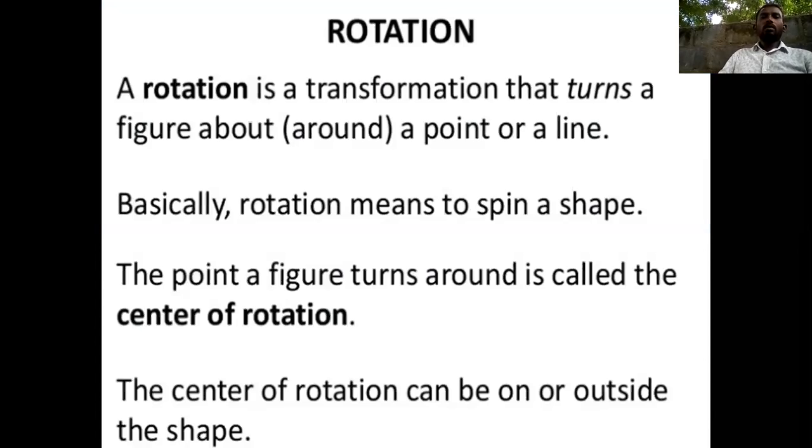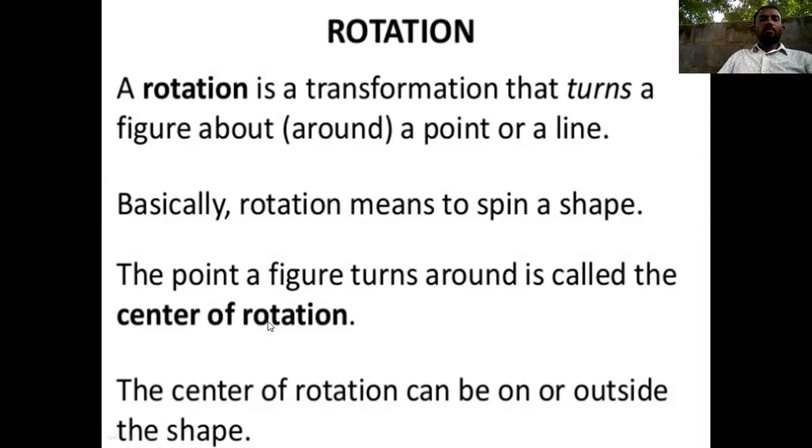Next, see here, rotation. The next and final transformation matrix is nothing but rotation. A rotation is a transformation that turns a figure about a round point or line. So how does this figure turn? It converts round, about a point or line. Basically, rotation means to spin a shape. Generally what we call as rotation means to spin a shape.